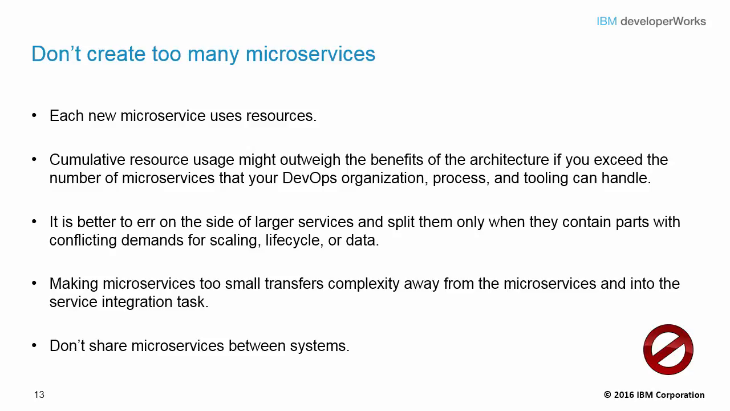Therefore, it is better to be on the side of creating larger microservices and only split them when they end up containing parts with conflicting demands for scaling, lifecycle, or data. So the main point being emphasized here is don't create too many microservices such that your DevOps is not able to handle them. You have to have a good balance. Making them too small will transfer complexity away from the microservices and into the service integration task. And definitely don't share microservices between systems.